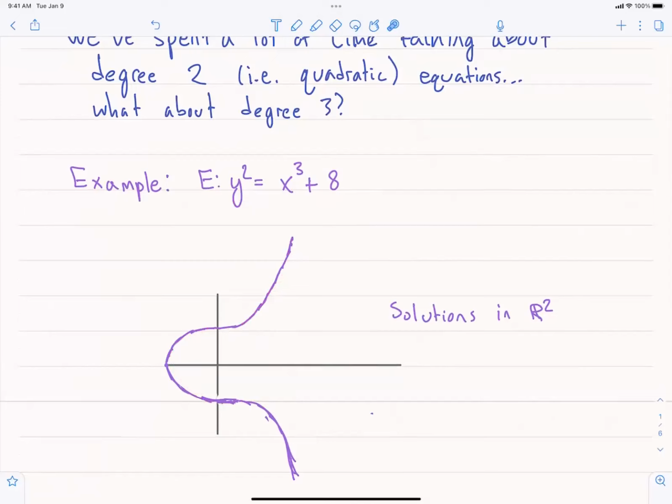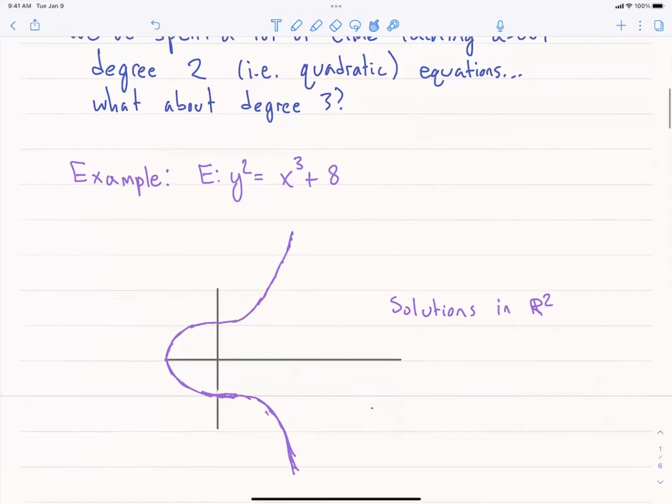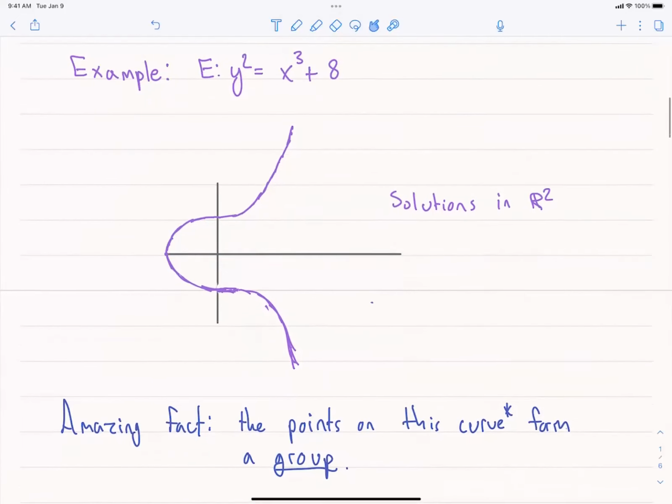And it turns out there are some amazing things about elliptic curves, this one in particular, but in all elliptic curves, so all solutions to degree 3 equations. Most of these amazing things boil down to the following statement, which is that the points on this curve, with a minor modification, actually form a group. So there's some way to take 2 points on this curve and add them together to get a new point.